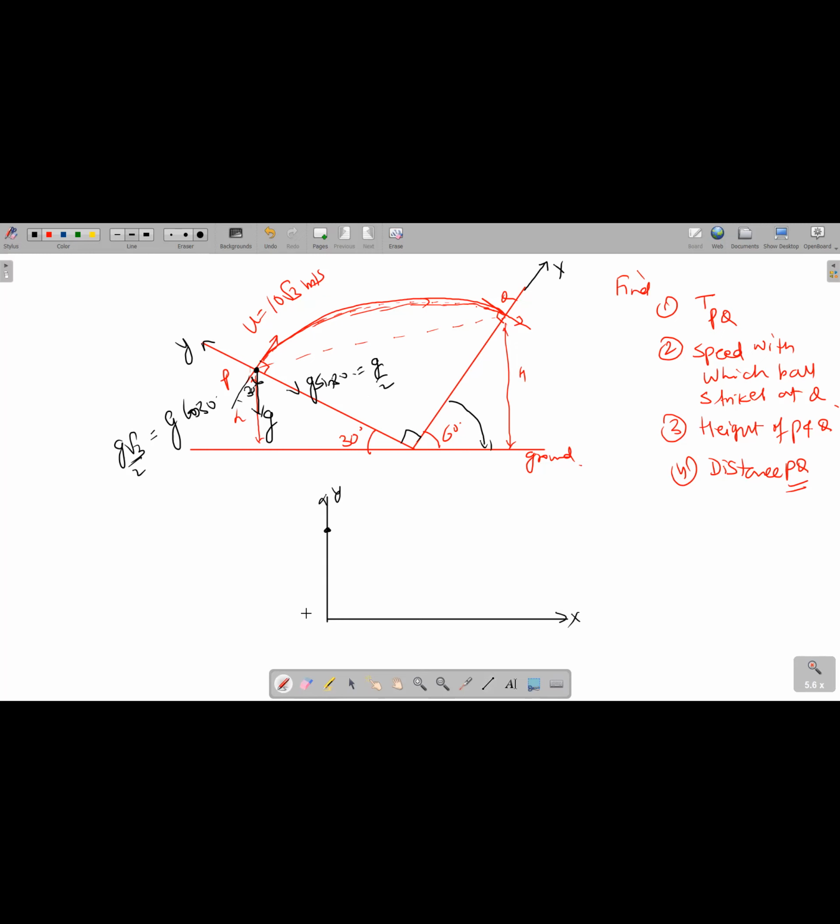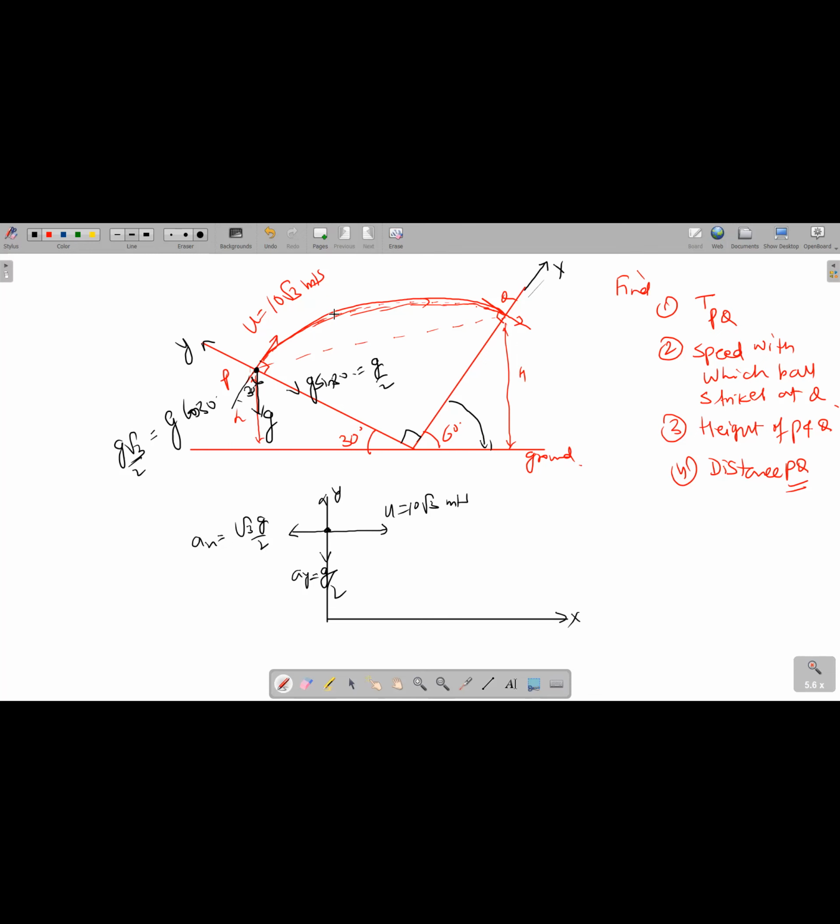At this point, the ball was thrown with initial speed u equal to 10 root 3 meters per second, parallel to the x-axis. There is acceleration acting towards the negative x-axis, minus root 3 g by 2. This is your ax. And g by 2 is the acceleration acting towards the negative y-axis. So this is your ay equal to minus g by 2, downward, right?